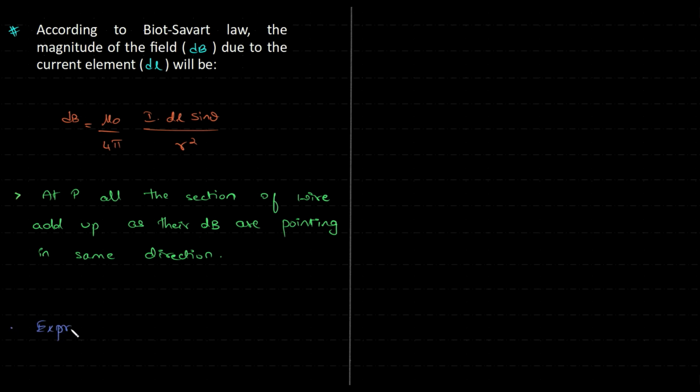We need to express all varying terms, don't get confused with variables, in terms of constants. Okay, a constant and a single varying element.